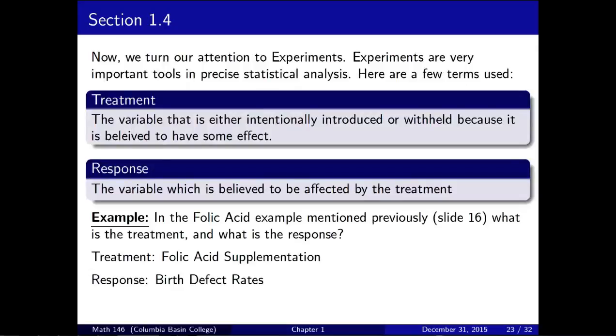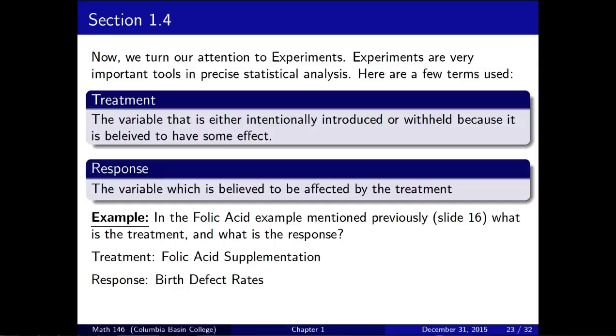All right, so I want to spend this last part of Chapter 1 talking a little bit more about experiments. A few terms we're going to use here for experiments. The first term I want to introduce is what we call a treatment. And the treatment is the variable that we either introduce or withhold because we believe it has some effect. Okay, in a clinical trial, this is going to be the drug that you're either going to give them or not give them. If you're doing an agricultural study, this might be the pesticide you're either going to use or not use. Okay. Then we have another variable, which is the response.